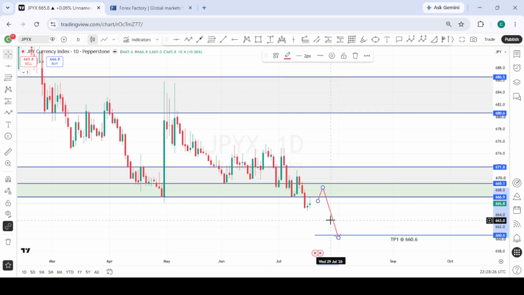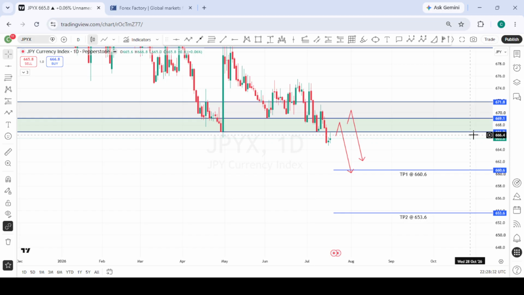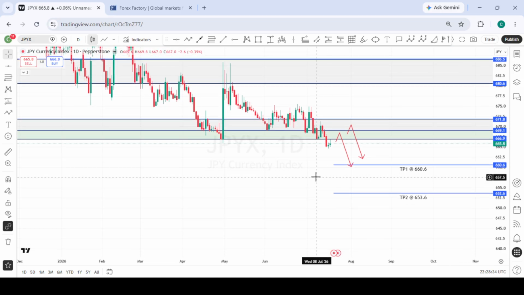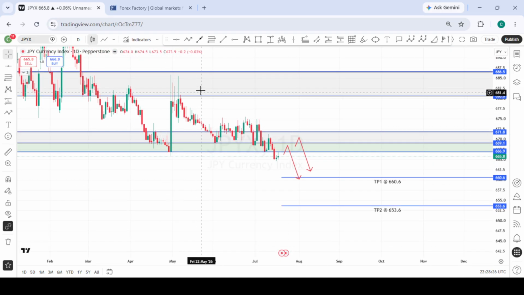Should price pull back to the second area of interest above, we will still be interested in looking for selling opportunities from there to the downside. So these are the various targets we have for the Japanese yen index for the coming week.